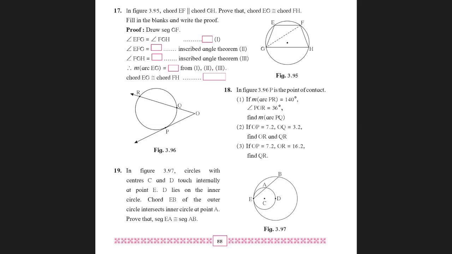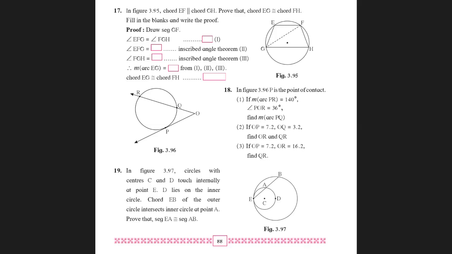Therefore, measure of arc EG equal to measure of arc FH from 1, 2 and 3. Chord EG congruent to chord FH. What is the reason you will write? Congruent arcs subtend congruent chords. Okay, so that will be your last blank. We finish with question number 17.